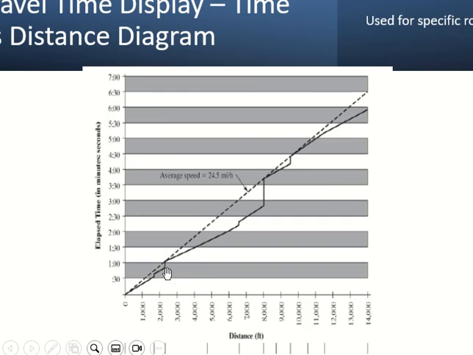Okay, so you can see there are parts where the solid line goes vertical. So going vertical means what? Time is changing, distance is constant. So the car is actually stopped here.